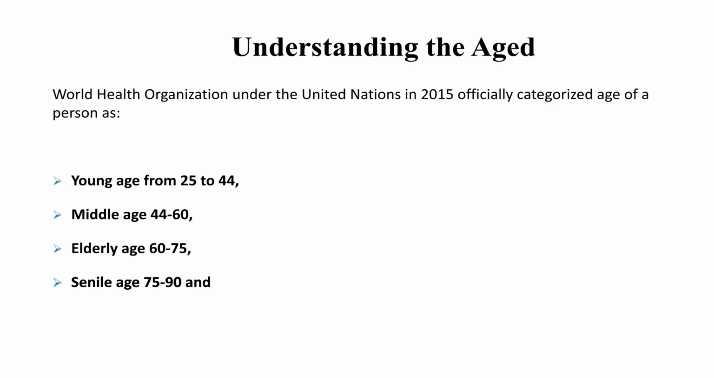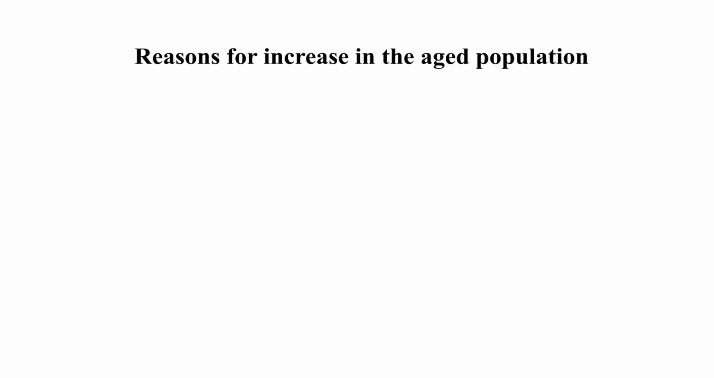Cognitive changes are also very common at this time. They are unable to remember information or learn new things, maybe due to memory loss and other decline in cognitive functioning. Emotional changes are also very common; we see them having increased anxiety, depression, and feelings of loneliness. Now let's see what are the reasons for the increase in the old age population.